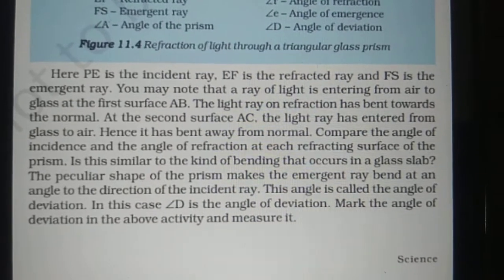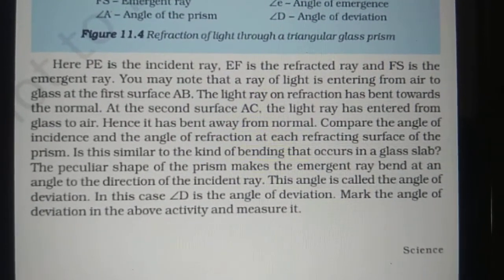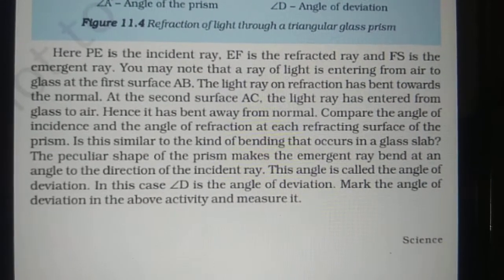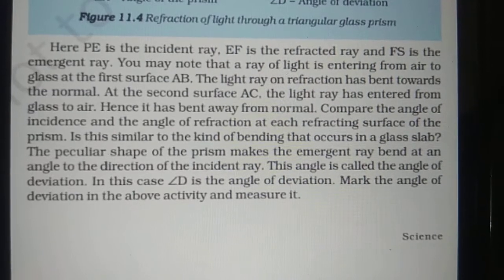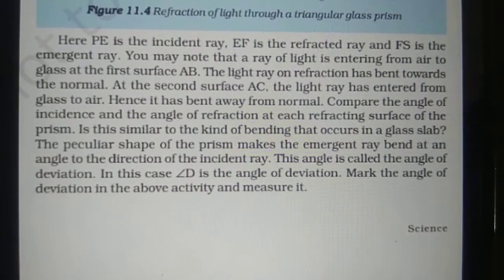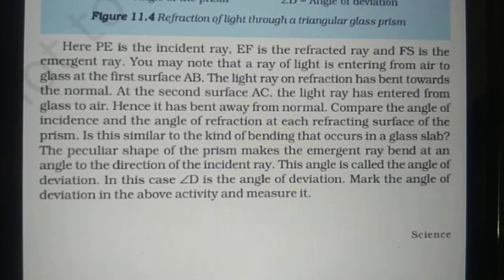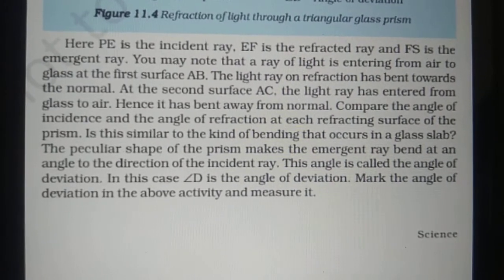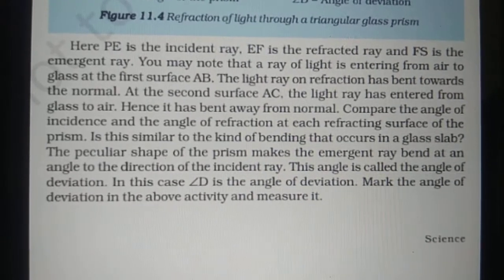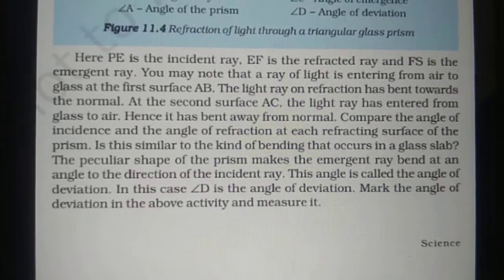So here PE is the incident ray, as I have mentioned. EF is the refracted ray and FS is the emergent ray. You may note that the ray of light entering from air to glass at the first surface AB, on refraction, has bent towards the normal. At the second surface AC, the light ray has entered from glass to air, hence it bent away from the normal. Compare the angle of incidence and angle of refraction at each refracting surface of the prism.